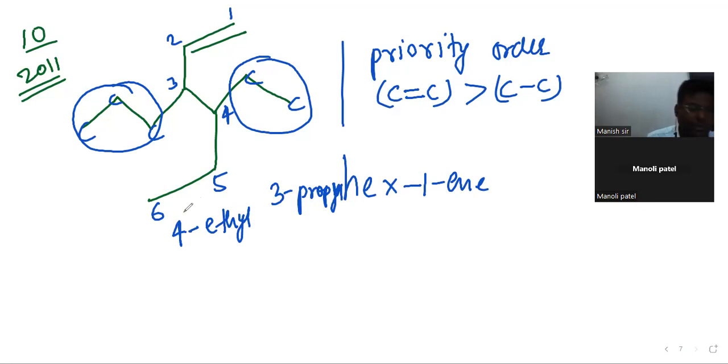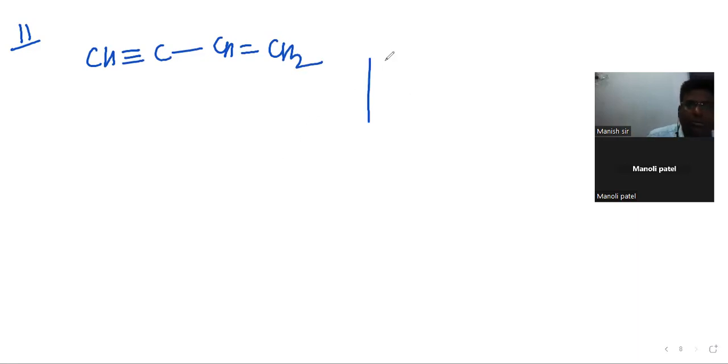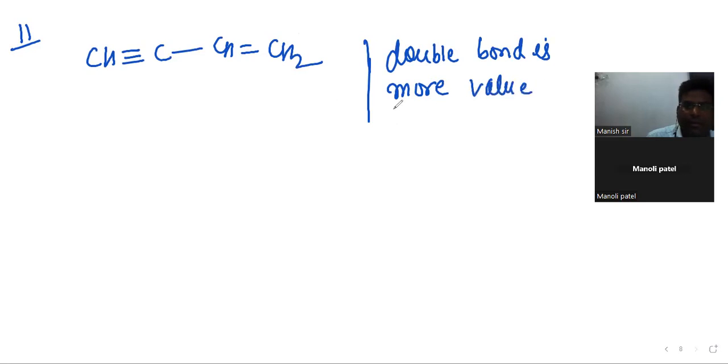Yes, sir. Okay. Now see the next sum. The IUPAC name of the compound. It is given CH triple bond C, CH double bond CH2. So it is asking the name of it, right? So double bond has the preference over triple bond. Double bond is always given more preference. Double bond has more value than triple bond.